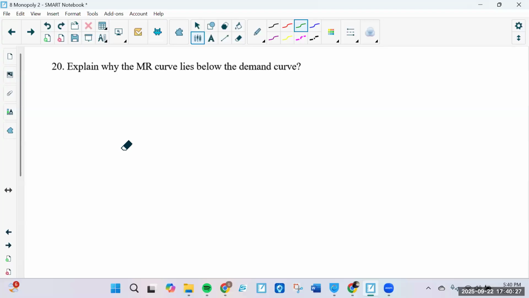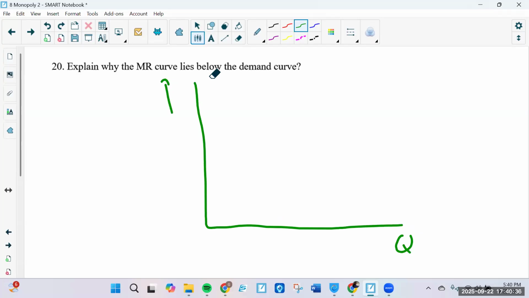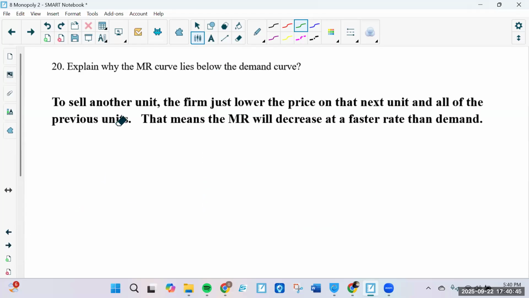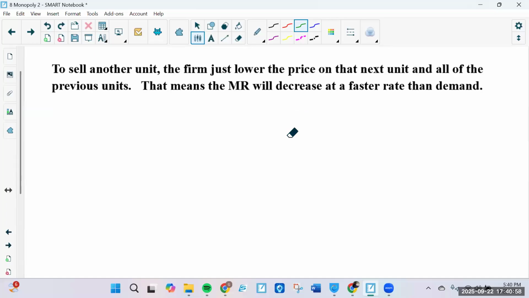All right, next, explain why the MR curve lies below the demand curve. Every time we draw this, we have a downward slope in demand, and we have a marginal revenue curve that falls at a faster rate, and the question is why? Okay, the answer is that to sell another unit, the firm has to lower the price on that unit and all the previous units. That means the additional revenue will decrease at a faster rate than demand.